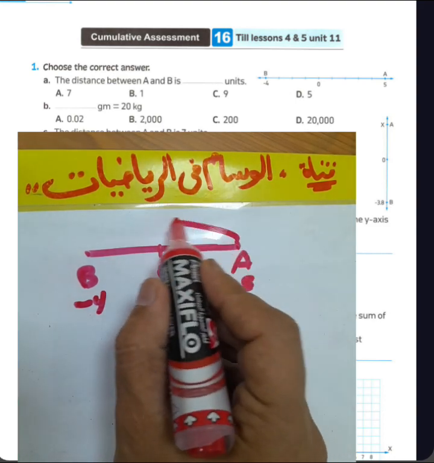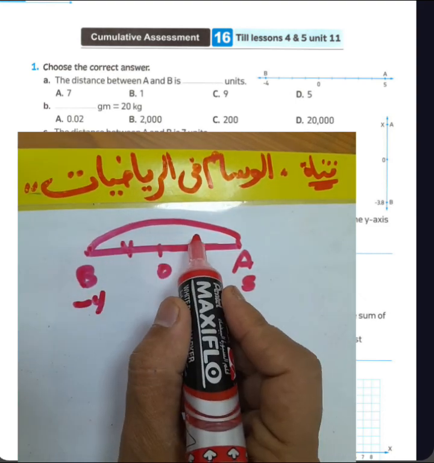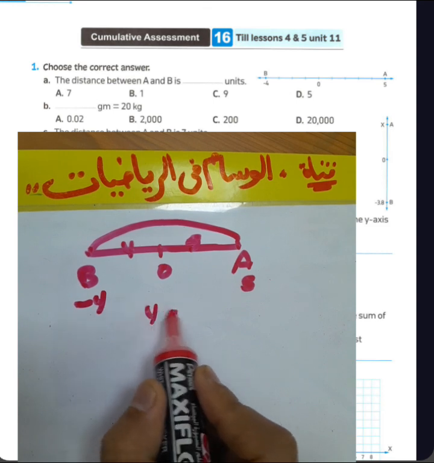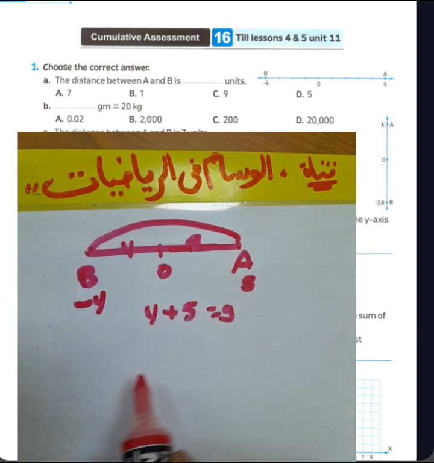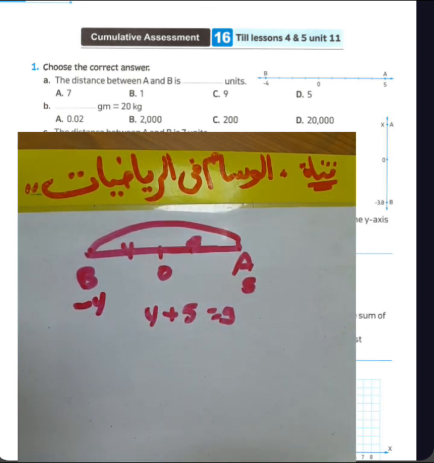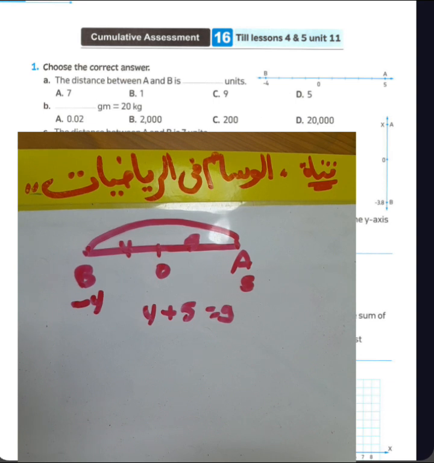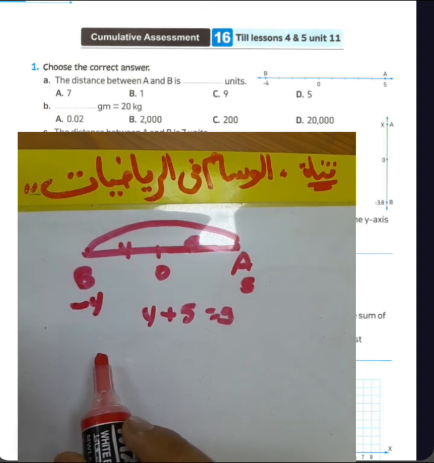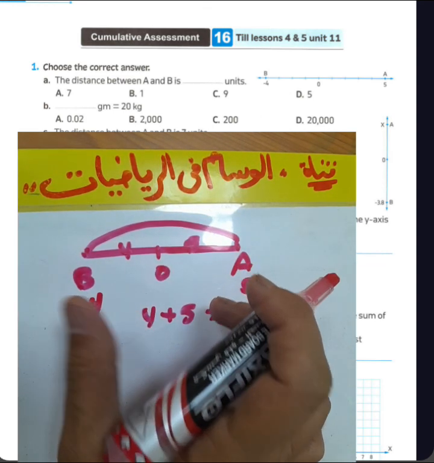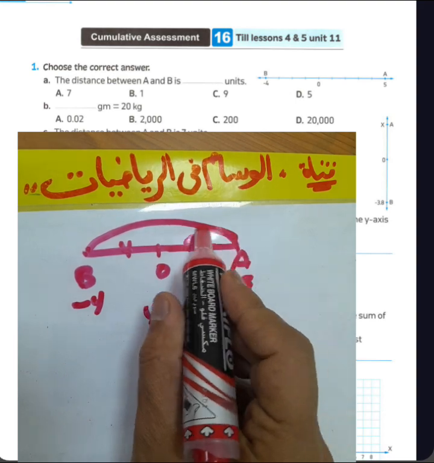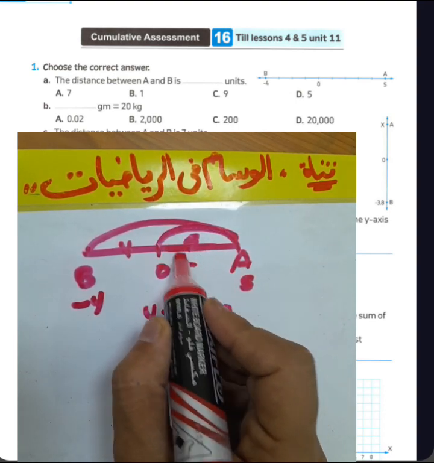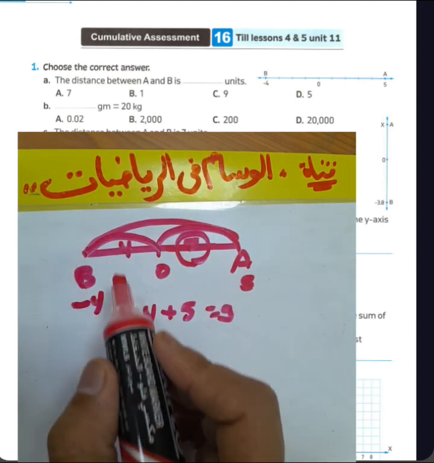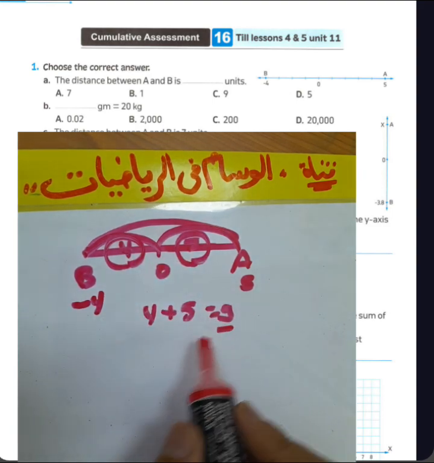Then the distance between A and B will be 4 units plus 5 units. 4 plus 5 will be 9. Okay, the distance between A and B will be 9. Choose letter C. Understood? You want to find the distance between A and B. From 0 to A it will be 5 units, and from 0 to B, 4 units. 5 plus 4 equals 9.